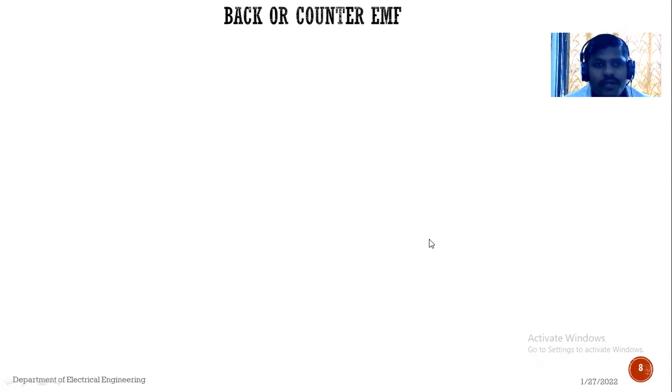Now today we'll discuss the significance of back EMF. Before discussing the significance of back EMF, we'll first discuss what is meant by back EMF. Back EMF means what? We will discuss that first. After that, we will discuss what the significance of back EMF is. Back EMF चे जे काही significance आहेत ते आपण त्याच्यानंतर डिस्कस करू.